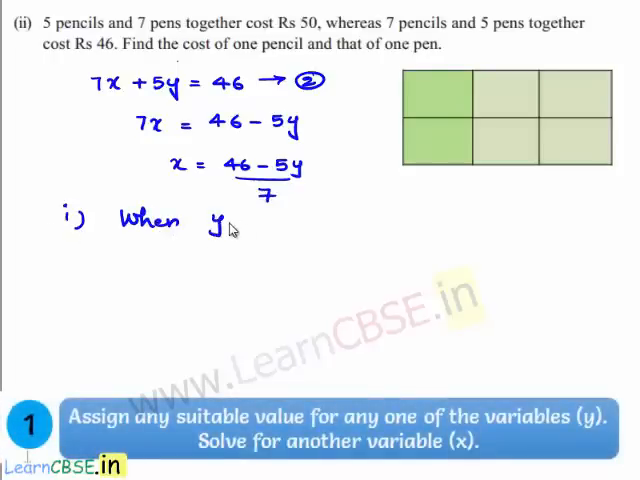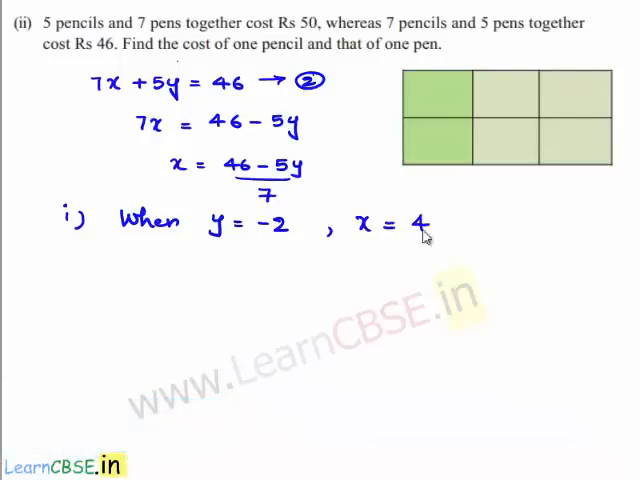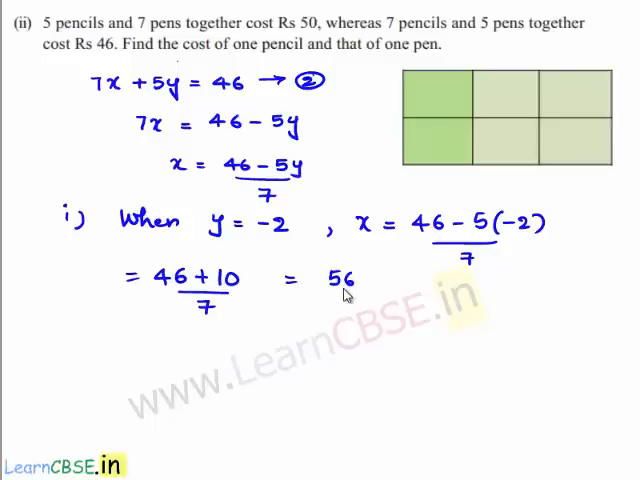when y is equal to minus 2, the value of x is (46 minus 5 times minus 2) divided by 7. This is equal to (46, minus of minus is plus, and 5 2's are 10) divided by 7. So 46 plus 10 is nothing but 56 divided by 7. This is equal to 8. So when y is minus 2, the value of x is 8.